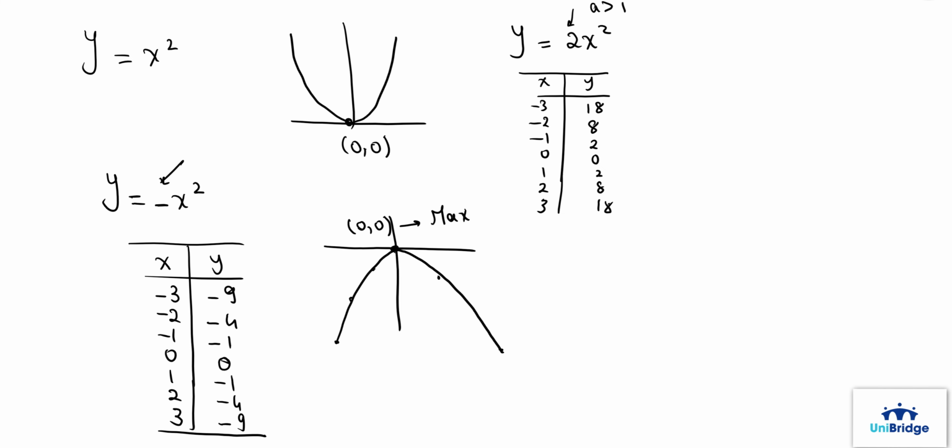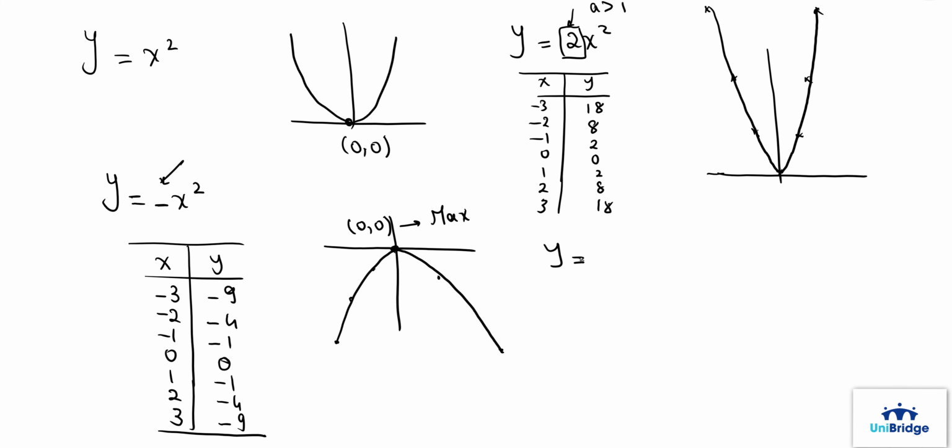So what happens to the parabola is that, of course, if the 2 is positive, we said this is going to look up, but at negative 3, it's going to be 18, which is very high here, and negative 2 is going to be 8, so the values of y actually increased. So the parabola becomes narrower or steeper. It goes up faster when you multiply the function by any number that is greater than 1.